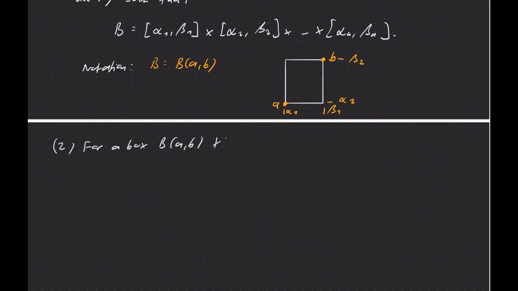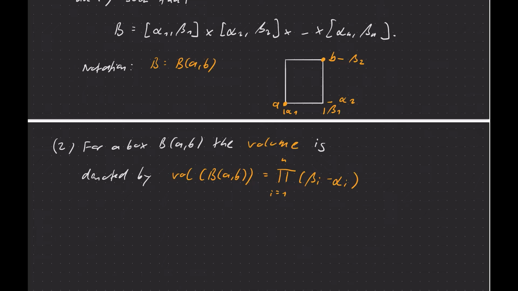So for a box B, AB, the volume is denoted by vol of B of A and B, and that is simply the product of the side length of these boxes. So what we need to do is take the product of those side lengths, and that is simply beta I minus alpha I. Remember, beta is always the greater coordinate. So beta I minus alpha I is the length of one side of the box. We just multiply all those lengths to get the volume.